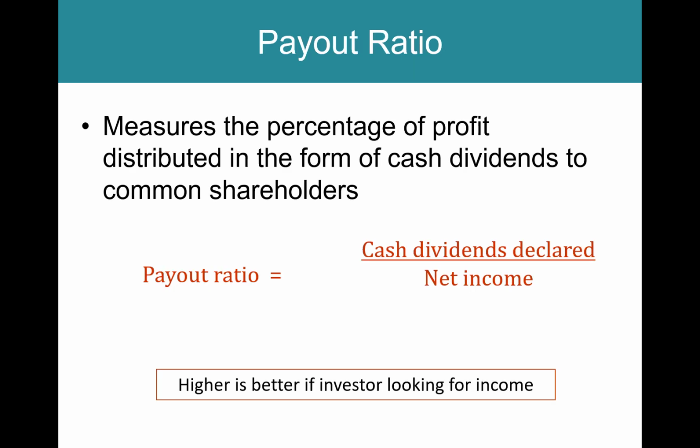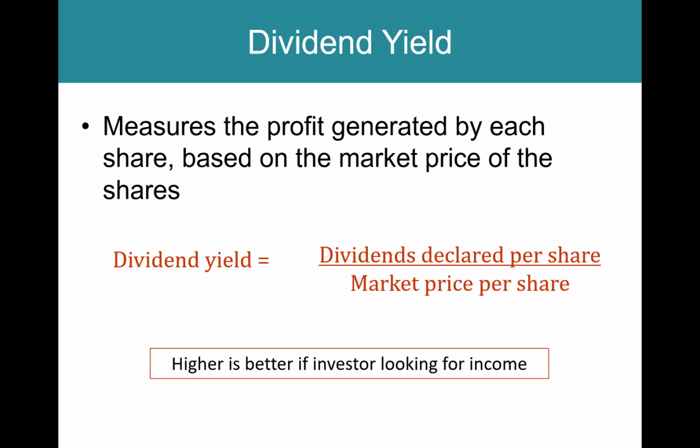The payout ratio looks at the total amount of cash dividends declared over net income, and higher is better if the investor is looking for income. The dividend yield measures the profit generated by each share based on the market price of the shares, and we take the dividends declared per share divided by the market price per share. Again, higher is better if the investor is looking for income.